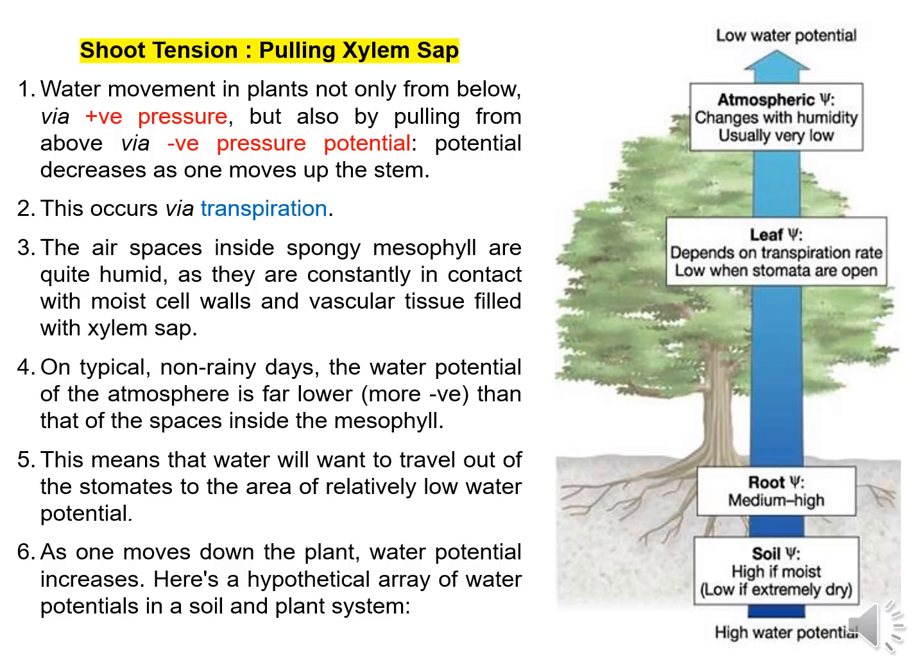To fully understand the concept of pulling the xylem sap by shoot tension, the slide will explain to you. Water movement in plants is not only from below via positive pressure, known as root pressure, but also by pulling from above via negative pressure, or shoot tension. Potential decreases as one moves up the plant. The word one refers to the sap. Now, positive pressure from below is because of root pressure. Negative pressure from above is because of shoot tension.